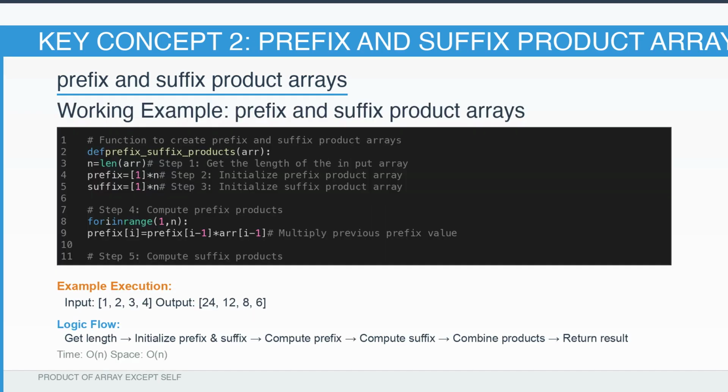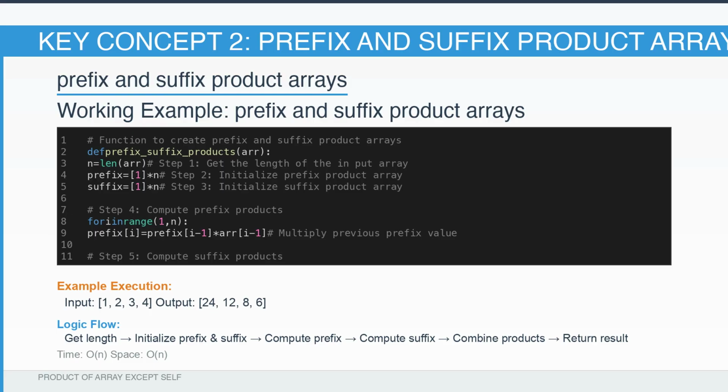Let's dive into how we can create prefix and suffix product arrays to solve the problem product of array except self. First, we determine the length of the input array, which we'll call n. We initialize 2 arrays, prefix and suffix, both filled with 1s. These will help us compute the products efficiently. Next, we compute the prefix products. Starting from the second element, each position in the prefix array is filled by multiplying the previous prefix value with the corresponding element in the input array. Think of this as building a cumulative product from the left side.